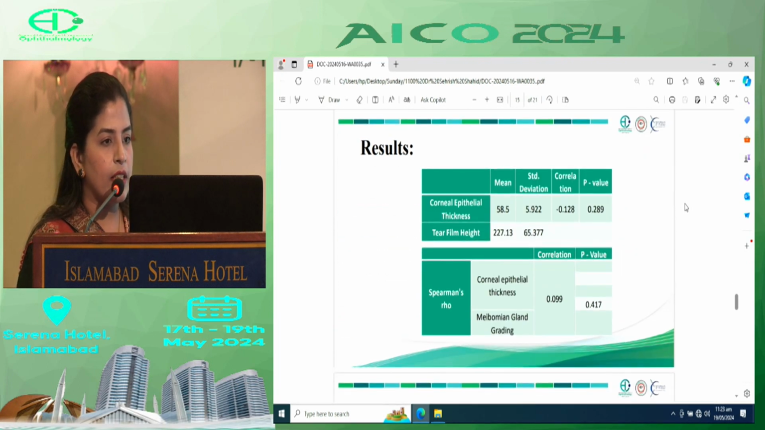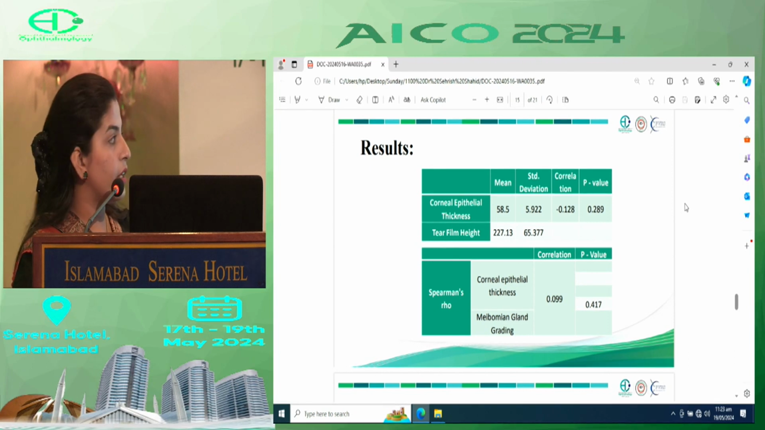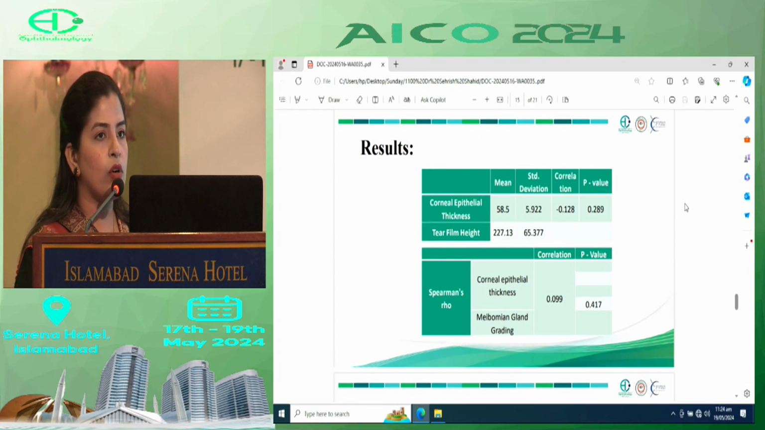After collecting the data, those were the results of my research. Here is the correlation between corneal epithelium and tear film. That was minus 0.128. It's a negative correlation, and we can also say that there was no correlation between these two parameters.